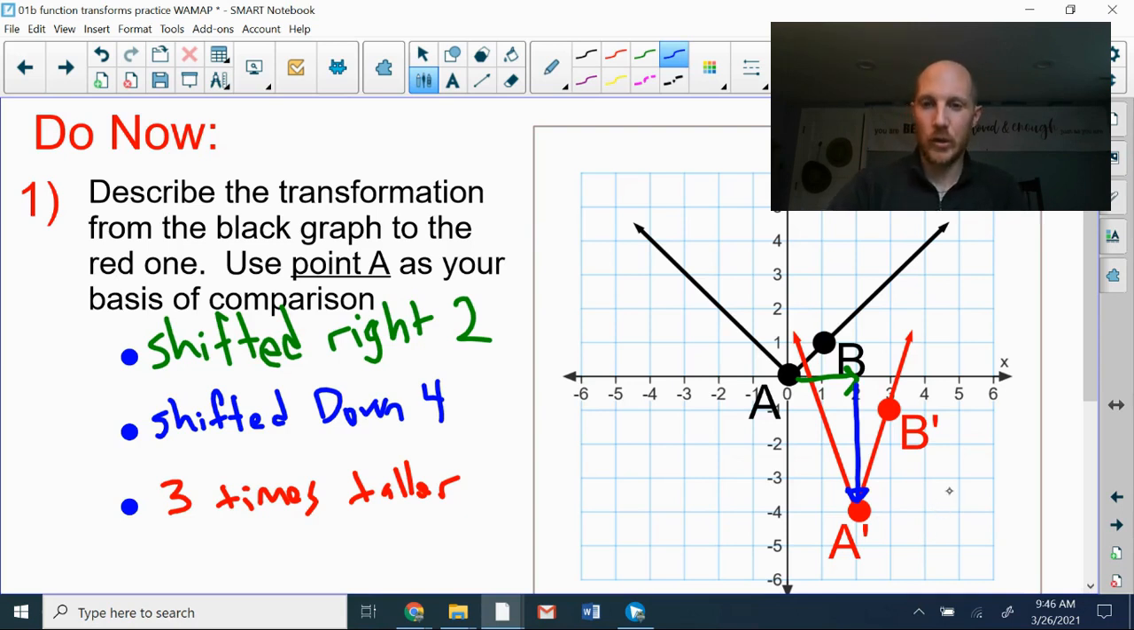3 times taller. We're going to use point B to help us see this. The width between point A and point B does not change in the black one and the red one each time. The width sideways is only 1 space from point A to point B. So we know it's only the height that's changed. And in the red function graph, it's 3 times taller to get from point A prime up to point B prime.